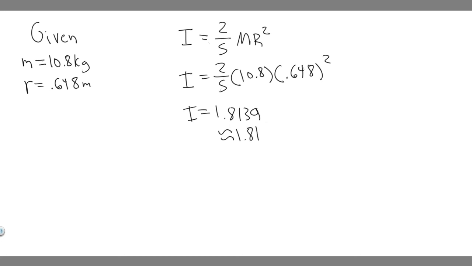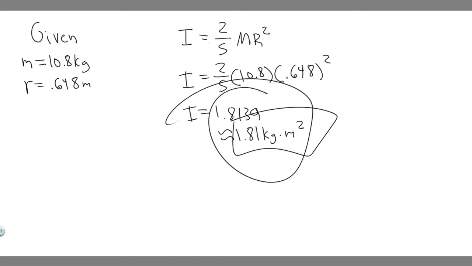And then it's going to be in kilogram, right? So keep in mind this is kilogram, and then this is meter squared, because this is distance, and then this is mass. So it's going to be kilogram meters squared. So 1.81 kilogram meters squared. So this right here is going to be your answer, and hopefully you found this useful.